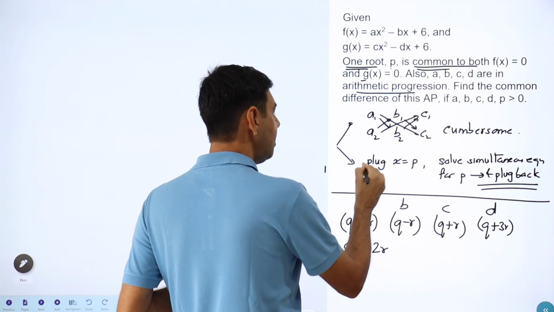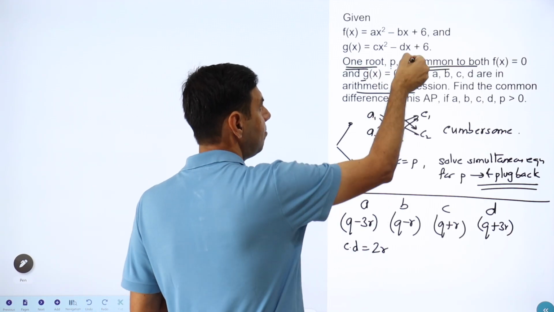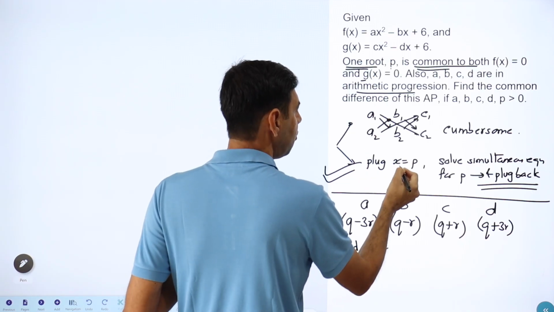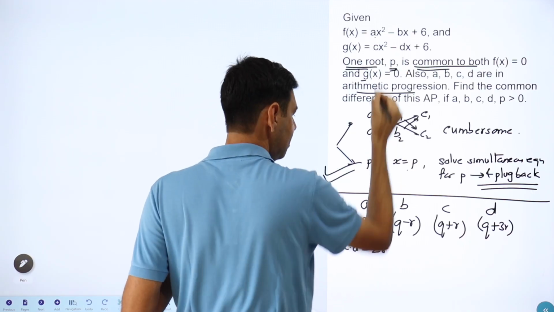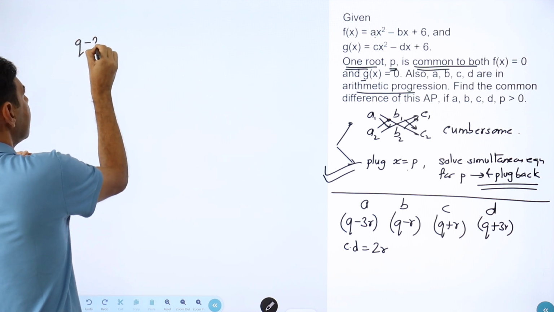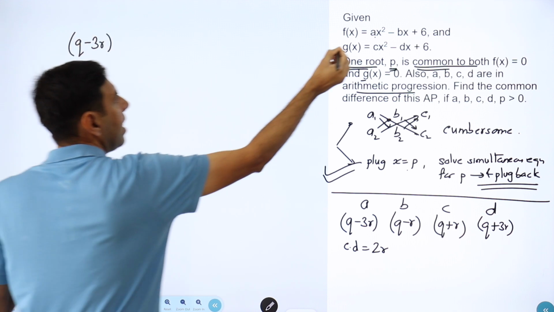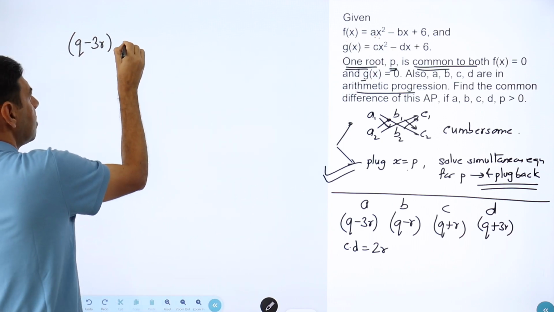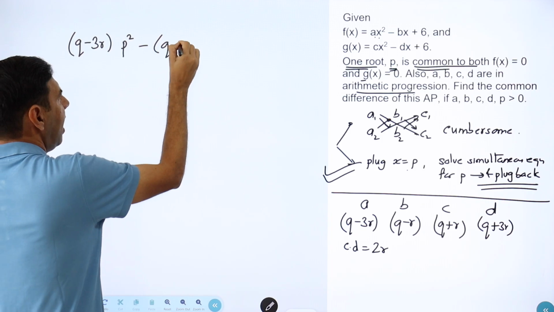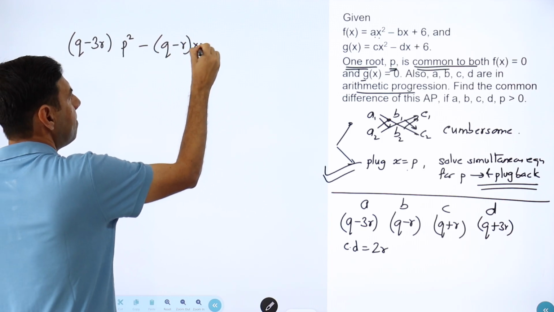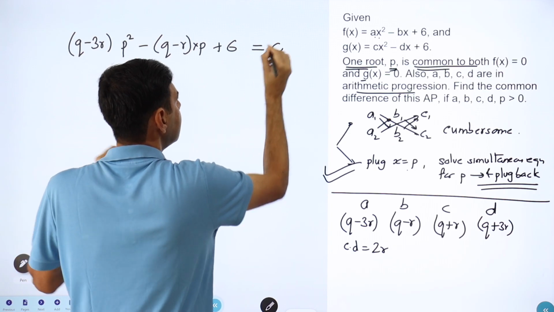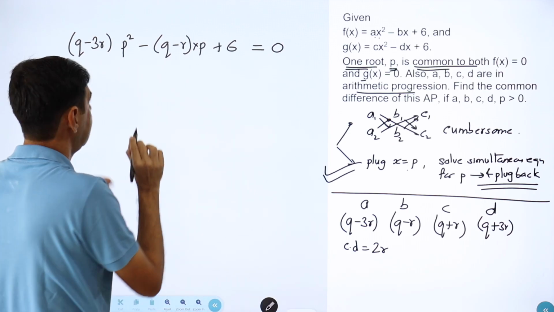So I'll prefer the second method because the first looks very cumbersome when I try it with these Q and R. So instead of A, I'm going to put in the common root, and instead of A, I'm going to write this. So pay attention, be a little careful. Q minus 3R times, instead of X, I'm putting the common root. So that's P square minus B is Q minus R times P plus 6. And because P is a root, the value of this becomes equal to 0. This part is also significant, right?